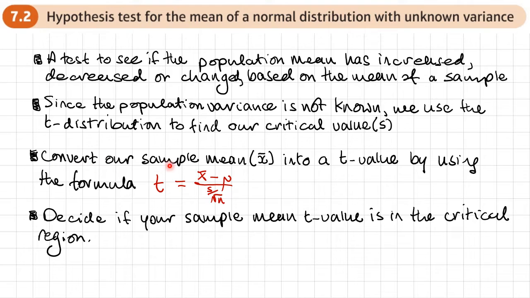Then we need to convert our sample mean into a t value by using this formula here. T is equal to sample mean minus the population mean divided by our sample standard deviation over the square root of n, sample size. And then we decide if our sample mean t value is in the critical region. So it's important that we draw diagrams so we can see clearly where our critical values are and clearly if our sample mean t value is in that critical region, and that will help us decide if we accept or reject H0.